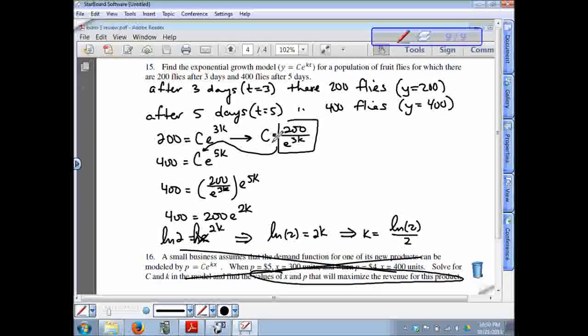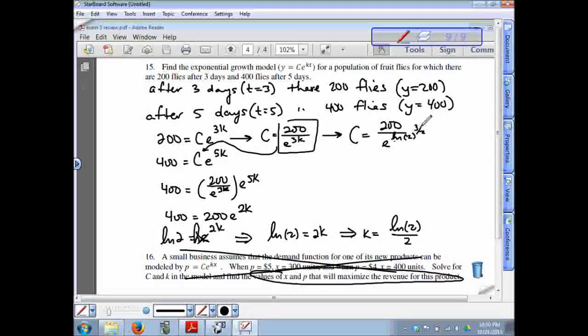Now, we had solved for c previously up here. We knew the value of c was 200 over e to the 3k, but we did not know the value of k. But now we do. So we can continue this now and say that c is equal to 200 over e to the 3 times the value of k, which is natural log of 2 over 2. This is 3 times the natural log of 2 over 2. Since these are multiplying and we're dividing, we can actually move this dividing by 2 to divide the 3 by 2. And the reason for doing that is if you have a number in front of a logarithm that's multiplying a logarithm, then you can move that number as an exponent.